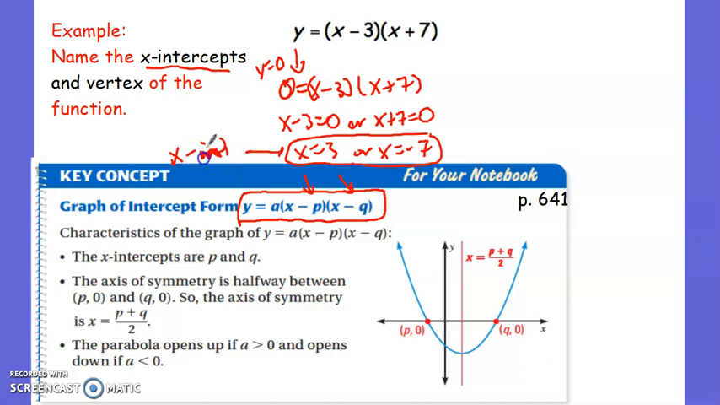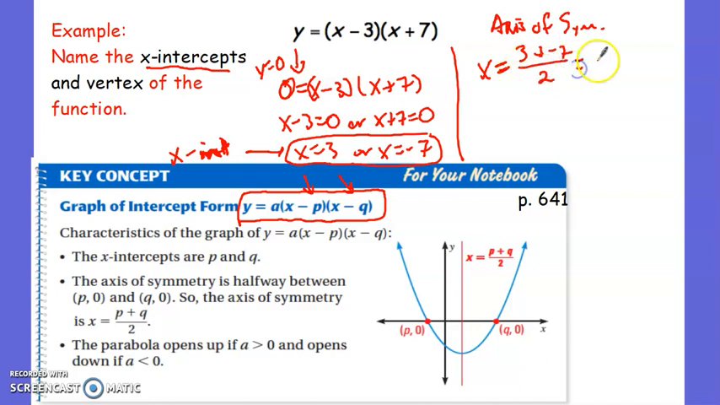That was some bad handwriting right there, huh? X-intercepts. And if again we have our x-intercepts, we can average the two of those, because halfway in between again is going to be my axis of symmetry. So the axis of symmetry can be achieved if we say x equals, again, equations represent lines, x equals positive 3 plus negative 7 over 2, which would be negative 4 over 2 or negative 2.